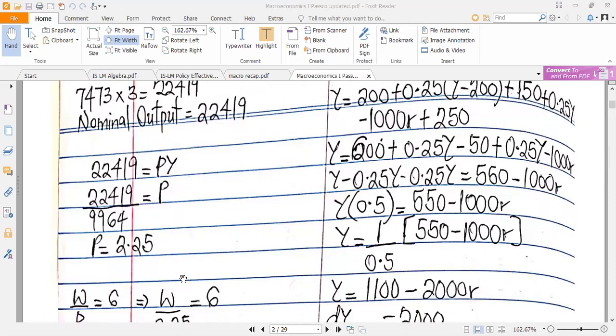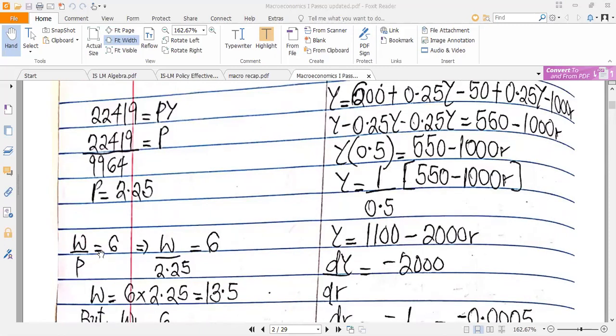There's an increase in price, but the real wage won't change, which means there's supposed to be a corresponding increase in the nominal wage. We know that the nominal wage is 6 times price. So 6 times the new 2.25 gives you 13.5. So there is a proportionate change in the nominal wage. The percentage change in the nominal wage will be the same as that of price. That's the reason why there's no change in the real wage.